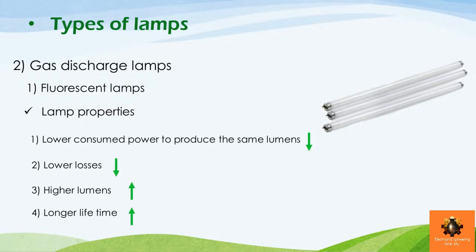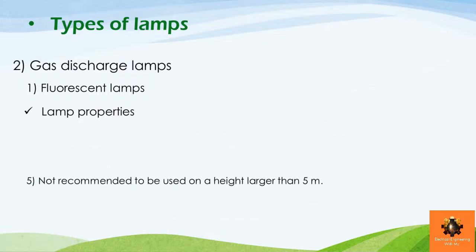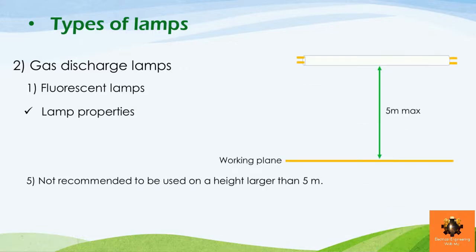Very good. But the important property of the fluorescent lamp is that it's not recommended to be used at a height larger than 5 meters, and this is because the light density of the fluorescent lamp decreases greatly if we use it at a height larger than 5 meters. So the maximum height of the fluorescent lamp is 5 meters from the working plane to get strong light density, so that the light density on the working plane is not a weak one.